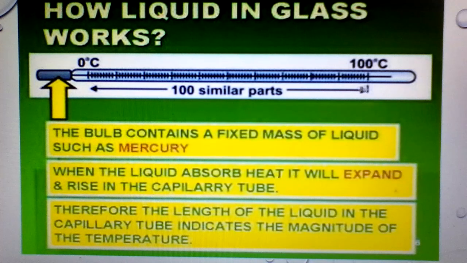Okay, in the lab we are quite familiar with this type of thermometer. So what does it consist of? The bulb contains a fixed mass of liquid such as mercury. When the liquid absorbs heat, it will expand and rise in the capillary tube. So the thermometric property of the liquid used, in this case mercury, is the volume of the mercury, which changes as temperature changes. It expands uniformly. That's why mercury is the best liquid to be used in the thermometer. Therefore, the length of the liquid in the capillary tube indicates the magnitude of the temperature. So we just read the upper meniscus of the mercury in the capillary tube in order to determine the temperature of an object.